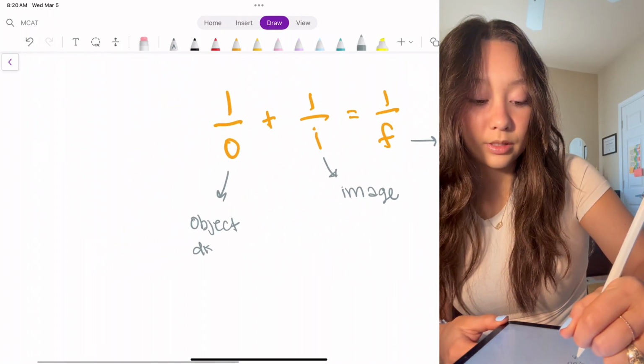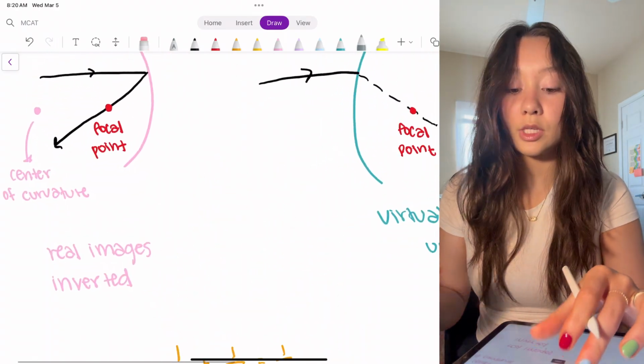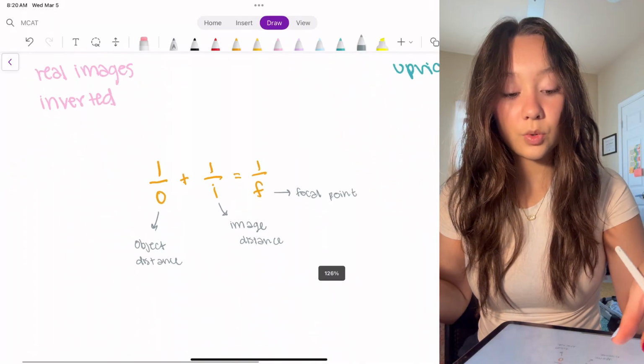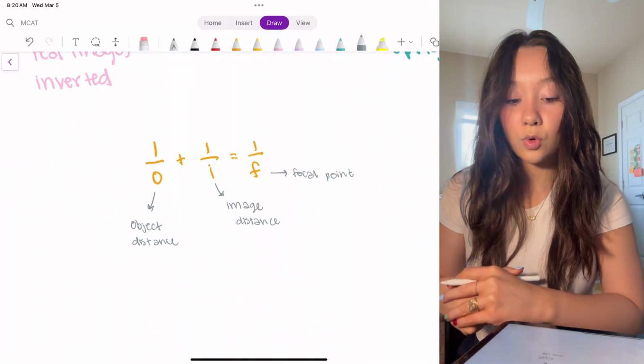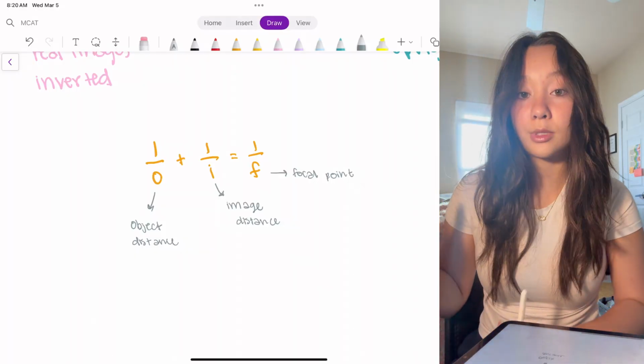So I'll say object distance, image distance, and the focal point is also a measure of distance. The focal distance is just the distance between the actual mirror and where the focal point actually is. So this equation is how you can tell where an image actually forms, or if you're given the distance of where the image forms and the focal point, you can figure out where the object actually is.